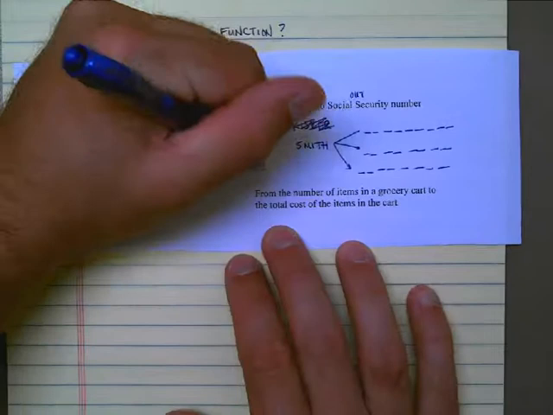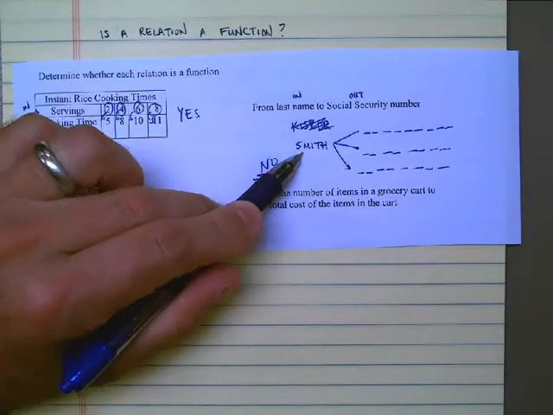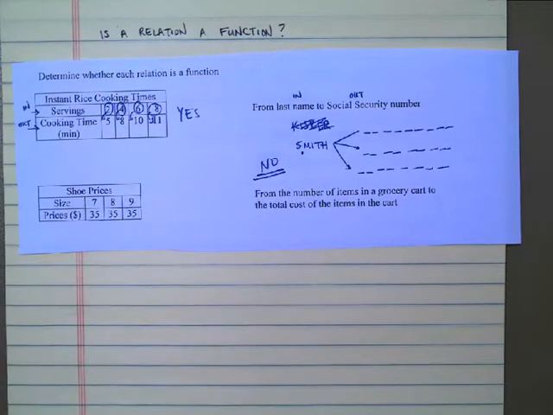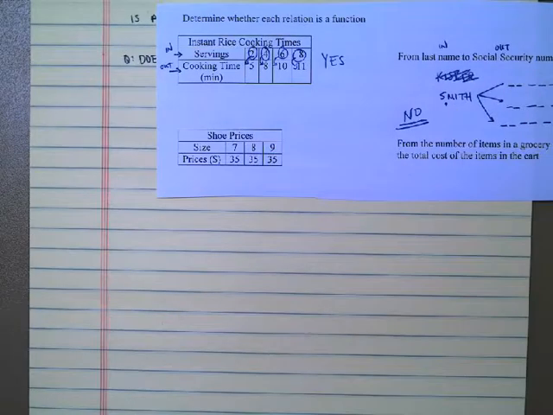So we know that this is not a function, because we can go from one input. If I told you Smith, you could say, well, that only limits it down to like 100,000 social security numbers, Mr. Kisker. So not a function. Let's look at shoe prices here.